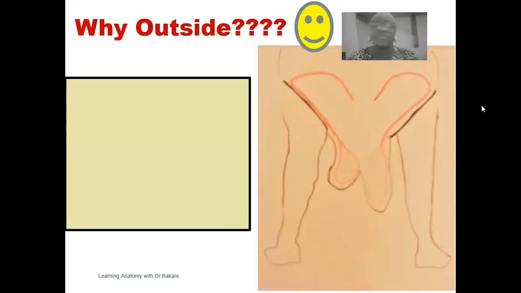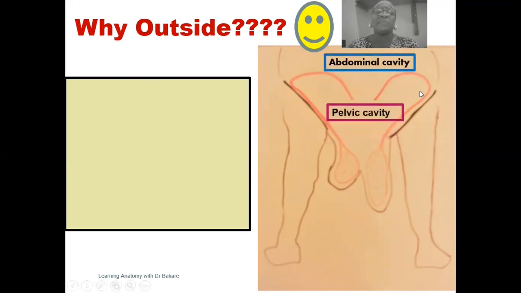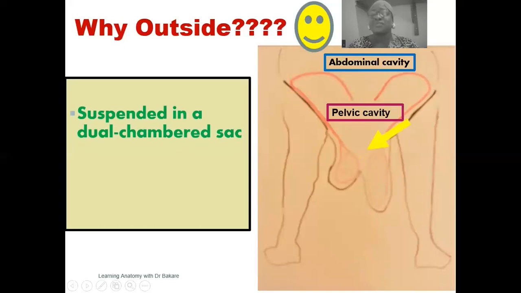Look at the general configuration of the body before we dive into establishing the basis behind the location of the testis outside the body. Using this image by the side here, this is where we have the abdominal cavity, and below the abdominal cavity is where we have the pelvic cavity. Outside the pelvic cavity is where we have the location of the testis, although located within the scrotum. If you look at this image, outside the pelvic cavity is where we have the scrotal sac, and this is what is here in yellow.